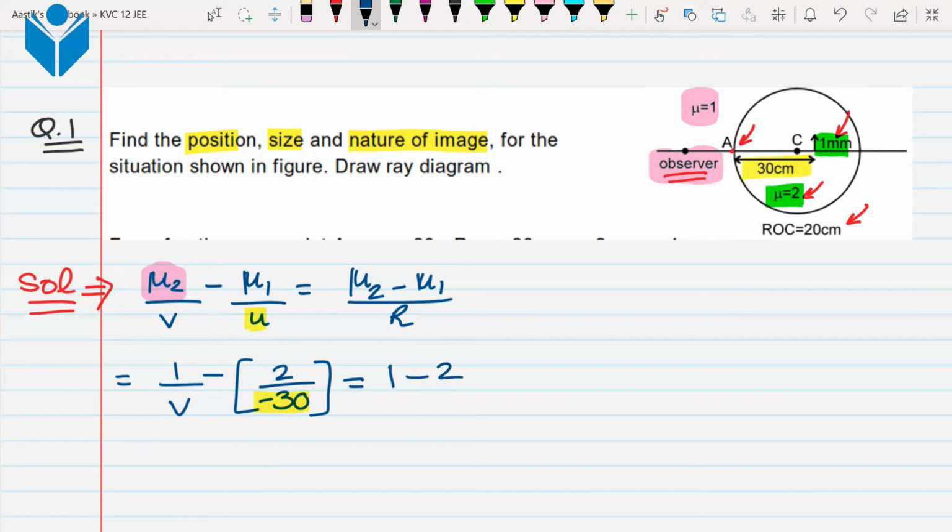Mu1 is 2 divided by radius of curvature, my dear friends. How much is the radius of curvature? Minus 20 centimeters, yes or no? Well done, my dear friends. From here, you will get the value of V, and I think you will get the value of V as minus 60 centimeters. Yes or no, my dear friends?